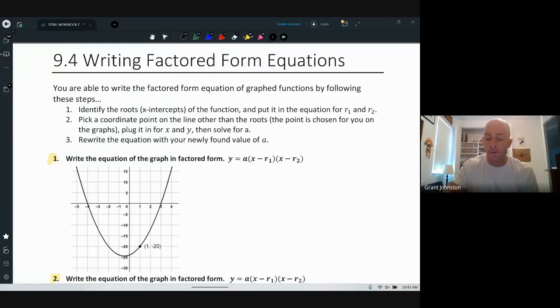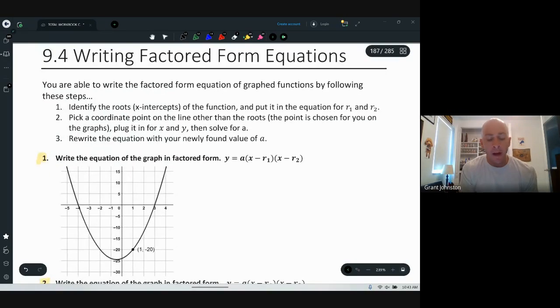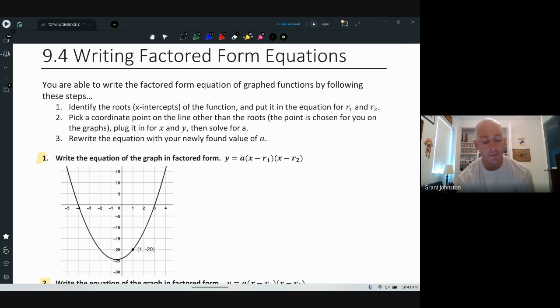Writing factored form equations. You're able to write the factored form equation of a graphed function by following these steps. I laid out some steps for you. Identify the roots, which are just like the x-intercepts of the function, and put them in the equation for r1 and r2, r sub 1 and r sub 2. Then pick a coordinate point on the line other than the roots. With these problems, I gave you that coordinate point. Plug it in for x and y, and then you can solve for a. And then you just have to rewrite the equation.